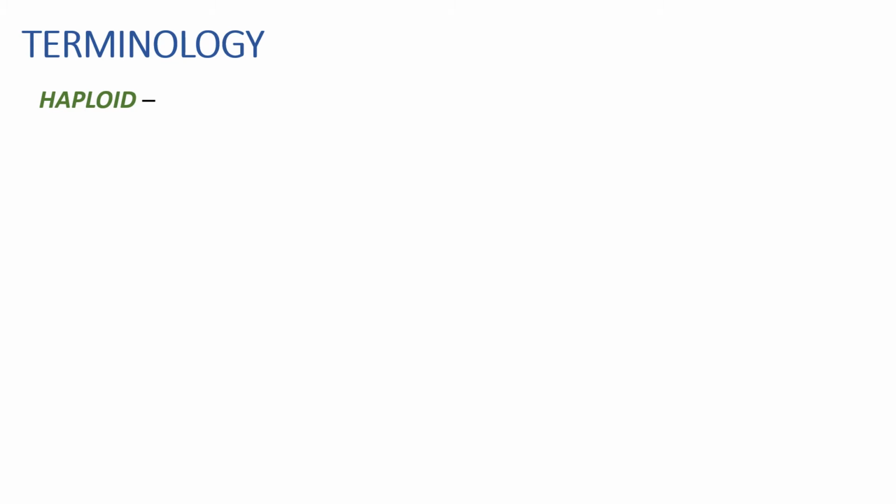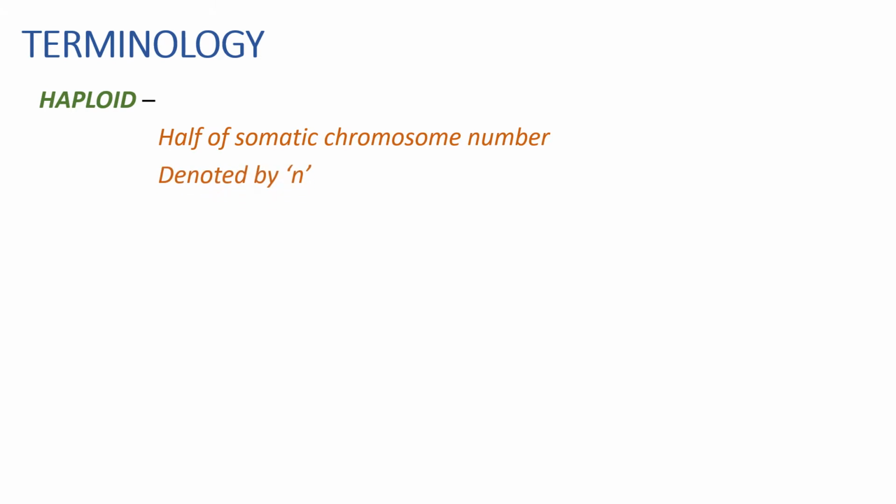Firstly, let's see what is a haploid. The haploid refers to half of the somatic chromosome number. It is denoted by N. This haploid chromosome number is usually seen in gametes, so it is called as gametic chromosome number.